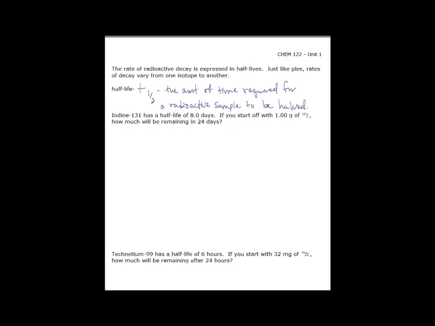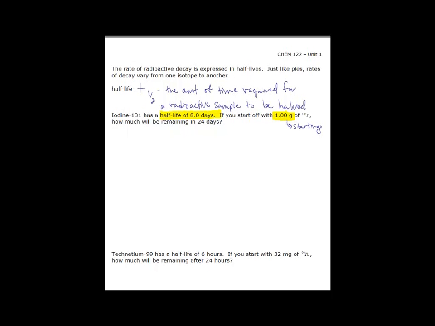So here is an example of a problem that we could ask you involving half-lives. Iodine-131 has a half-life of 8 days. If you start off with 1 gram of iodine-131, how much will be remaining in 24 days? Now with these problems, there are a lot of numbers, and there are a lot of numbers that don't matter. The main number you want to pay attention to is the starting quantity. And the other number you want to pay attention to is the half-life.